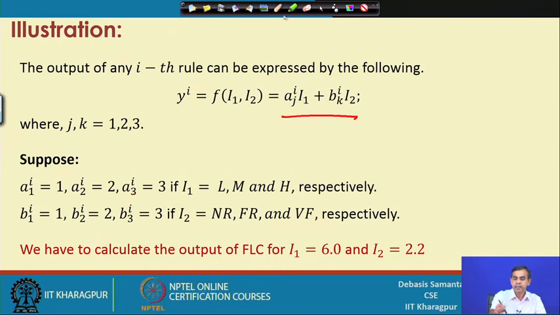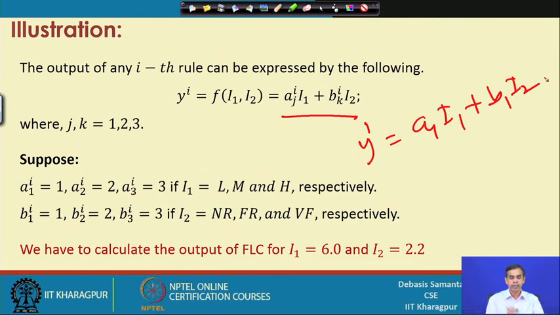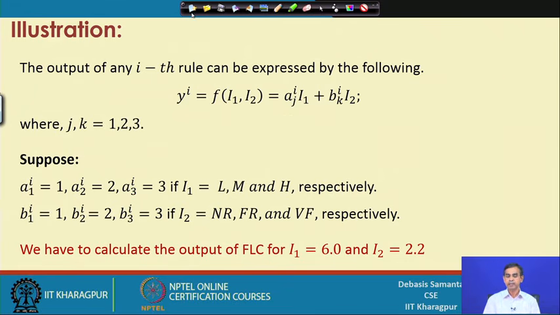Alternatively, I can say y 1 equals a 1 into I 1 plus, say, b 1 into I 2; this is one rule. Similarly, y 2 is another rule that can be considered likewise. So, all these expressions for the output can be represented like this. Having this, the representation of a particular rule and the corresponding output value completes the rule base for the fuzzy system according to the Takagi-Sugeno approach.